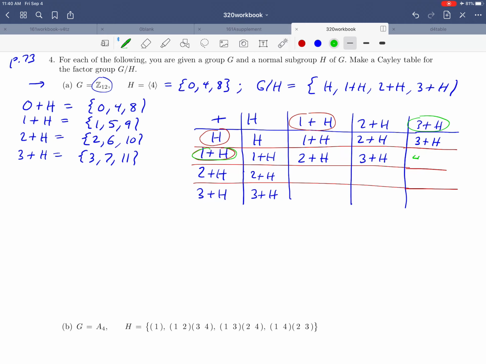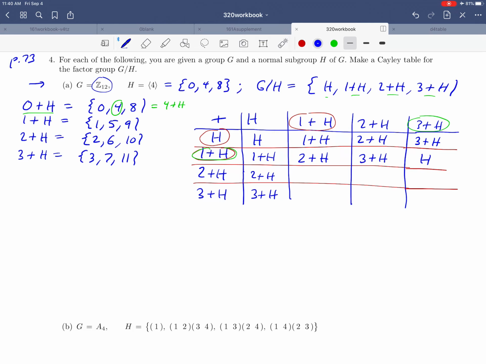You're actually going to get 4 plus H, but 4 plus H doesn't look exactly like one of these four things that we listed in our group. So which of those four cosets in G mod H is 4 plus H equal to? Well, we can look at our coset representations and notice that the element 4 appears in the coset 0 plus H. That tells us that this is really H. So instead of writing 4 plus H, we're going to write H.